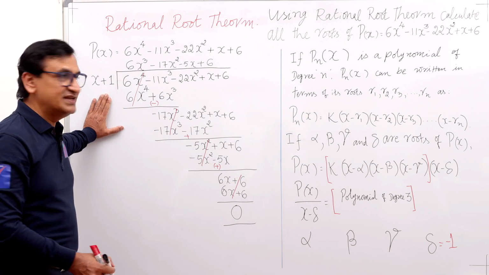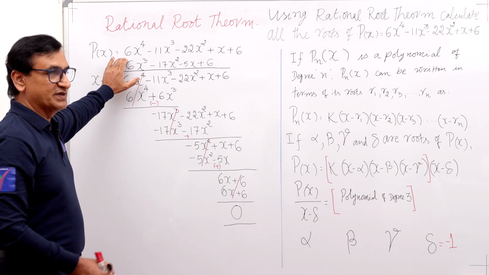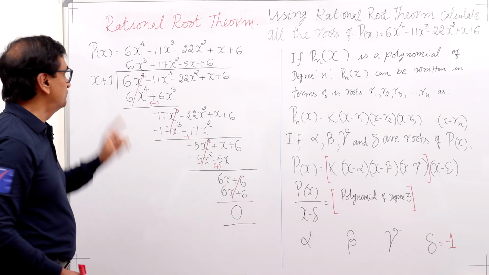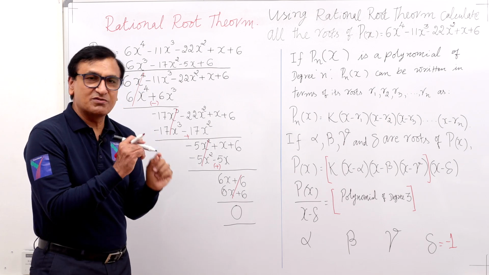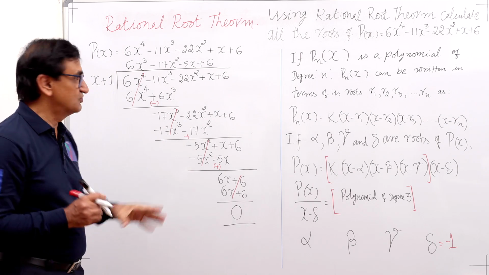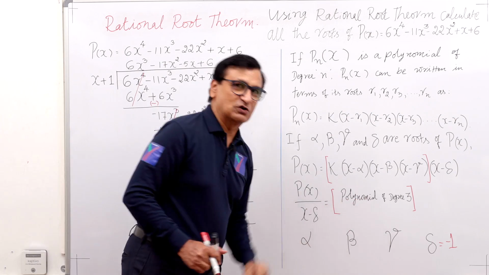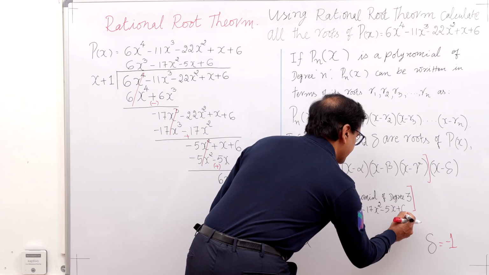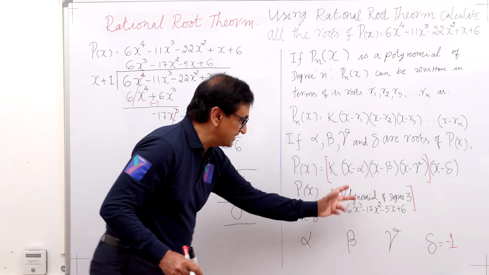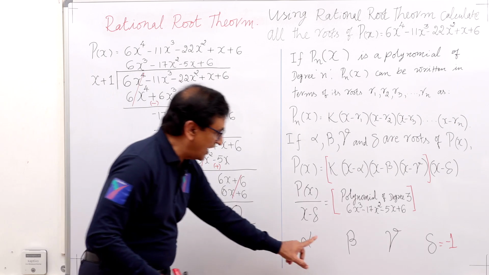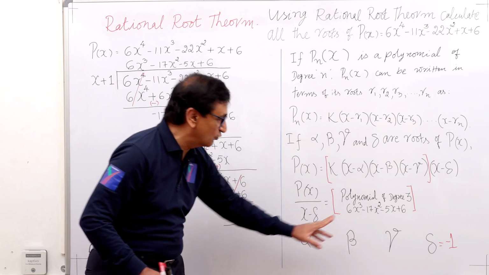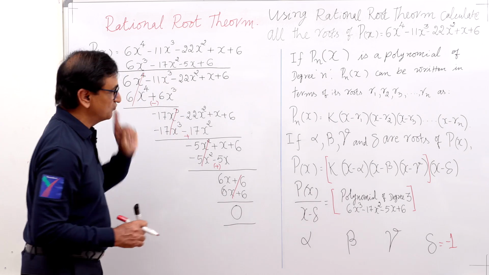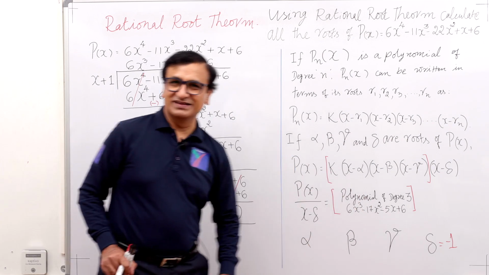Therefore, x plus 1 divides our polynomial, and the quotient is 6x cube minus 17x square minus 5x plus 6. So this is our cubic polynomial. So alpha, beta and gamma should be roots of this equation, correct? Next, I'm going to apply the rational root theorem to our cubic polynomial.